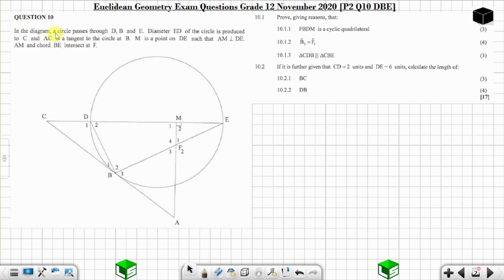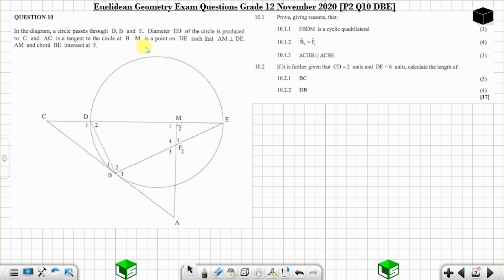In the diagram you have a circle passing through D, B and E, and you have diameter ED. ED is a diameter of the circle which is produced to C, and AC is a tangent to the circle at B. So B is the point of contact.